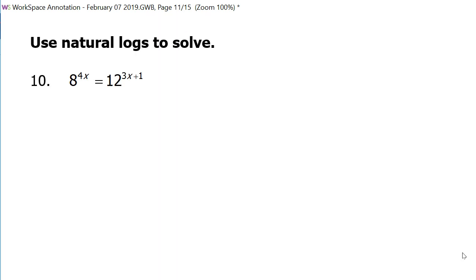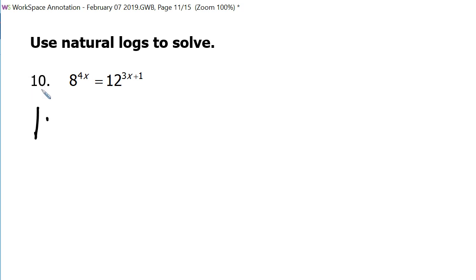Next example, what does this one say? Use natural logs. Instead of logging both sides, we'll natural log both sides. So instead of doing the control 10 to the x, we'll do control e to the x. Okay, so number 10, can I get a common base with 8 and 12? No. So instead of logging both sides, they want us to do natural log.